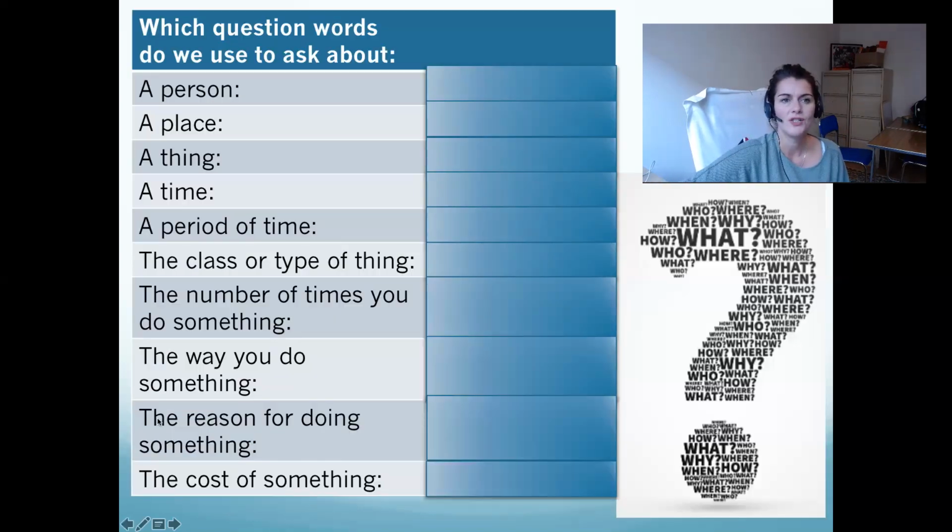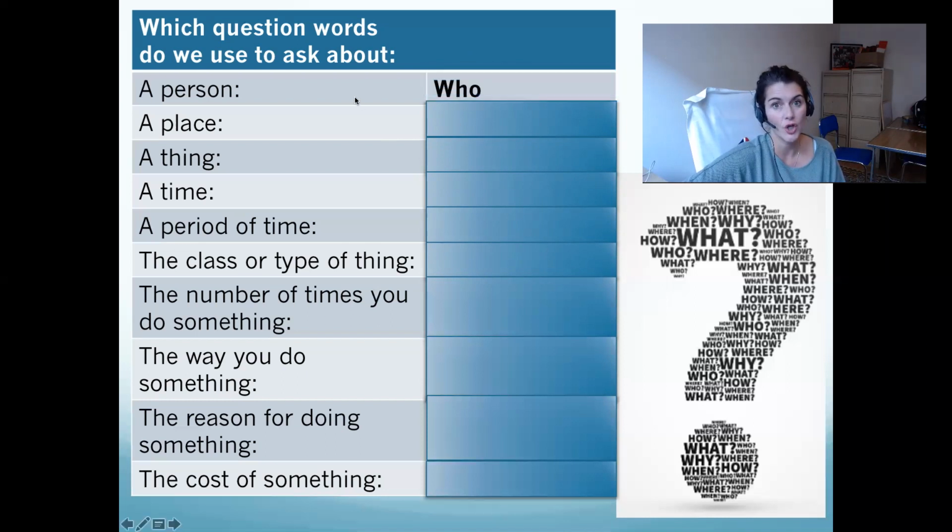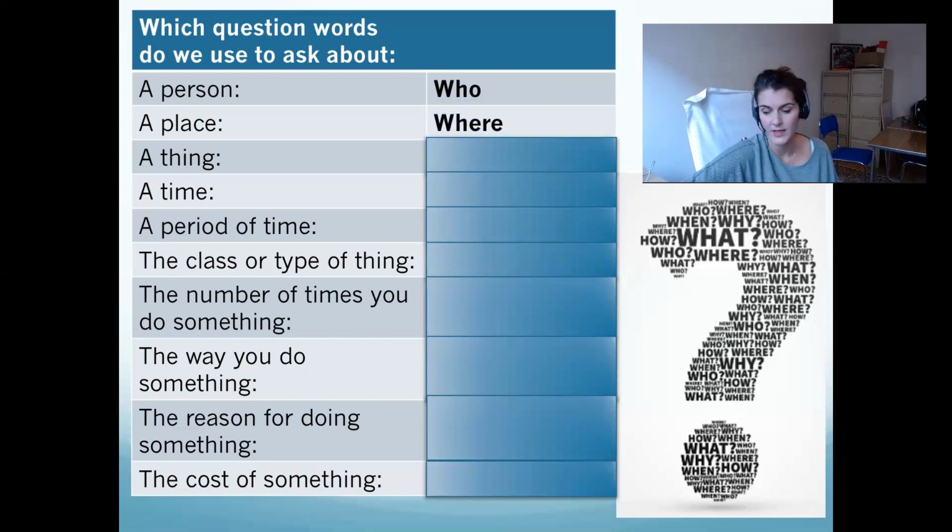So, which question words do we use to ask about a person? Who? For example, who starts in a game of chess? Which question words do we use to ask about a place? A place. Where? For example, where does the sport of judo come from? Which question words do we use to ask about a thing? A thing.